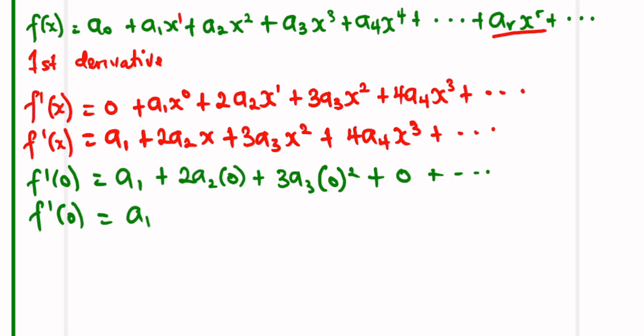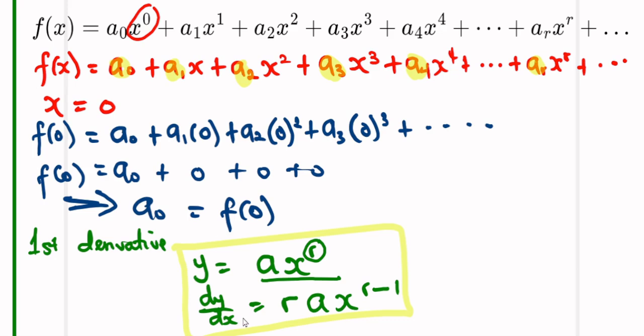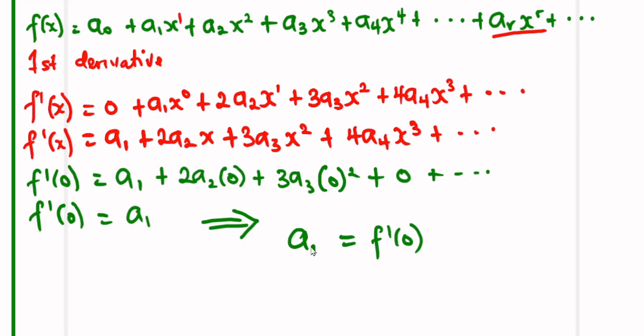Now we've been able to get the constant a1. So the constant a1 is equal to f prime of 0. I hope you remember that we've been able to get a naught also. The constant a naught is equal to f of 0. Now the constant a1 is equal to f prime of 0.